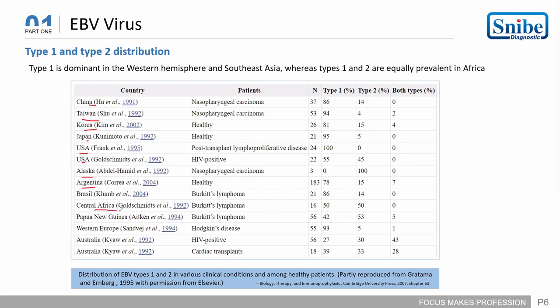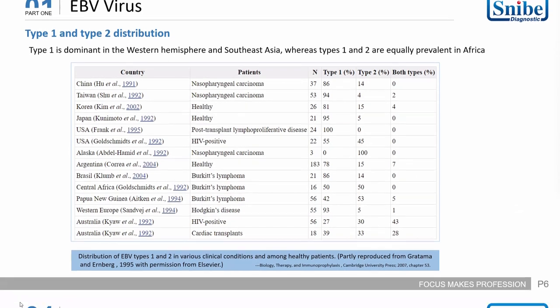If we talk about Central Africa, they have a 50% prevalence of type 1 and type 2 EBV virus. Then in Australia, their ratio is 27-30%. And regions like Western Europe have 93% type 1 EBV virus as compared to 5% of type 2. So this is the overall global distribution of EBV type 1 and type 2 viruses.